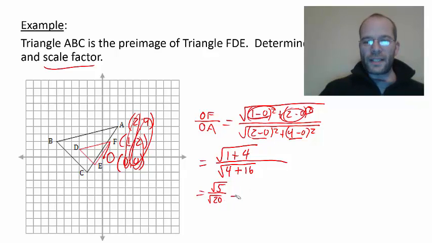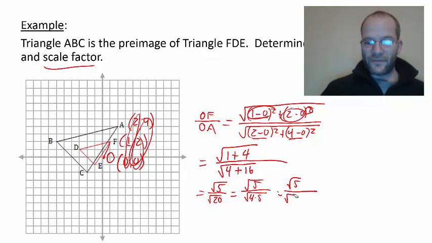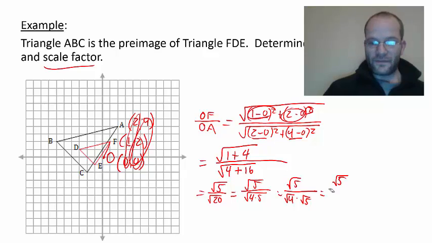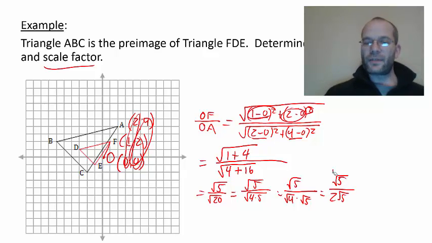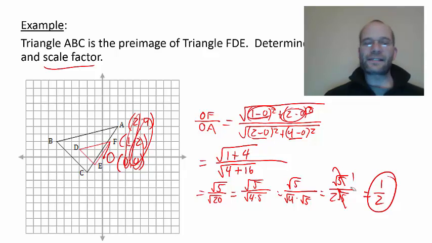Now the square root of 20 in the denominator can actually be simplified. The square root of 20, of course, is the square root of 4 times 5, which is equal to the square root of 4 times the square root of 5. And of course, the square root of 4 is 2. So we have square root of 5 divided by 2 times the square root of 5. Well, the square root of 5 in the numerator cancels with the square root of 5 in the denominator. And so we end up with the number 1/2. 1/2 is our scale factor.